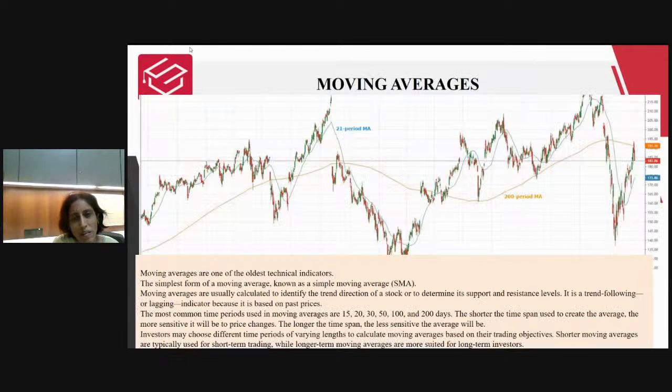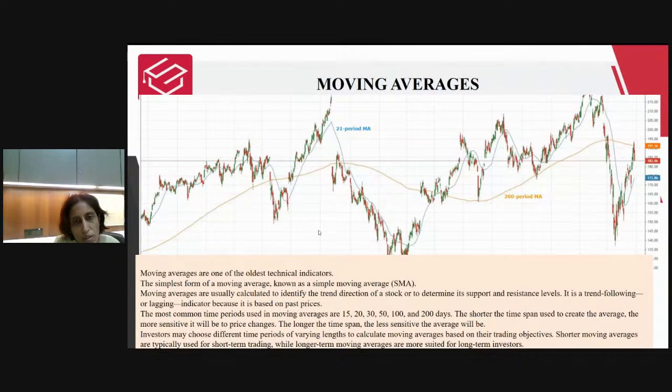A very simple market indicator is that of moving average. The simplest form of moving average is referred to as the simple moving average. Moving averages are usually calculated to identify the trend direction of a stock or to determine its support and resistance levels. The most common time periods can be a 15-day moving average, a 50-day moving average, or a 200-day moving average. It can be for a shorter duration. It can also be for a longer duration.